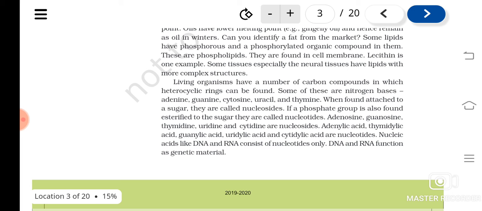These are nucleosides. And when they are found attached to the phosphate, we call them adenylic acid, thymidylic acid, guanylic acid, uridylic acid, and cytidylic acid. These are examples of nucleotides, and DNA and RNA are formed from these.